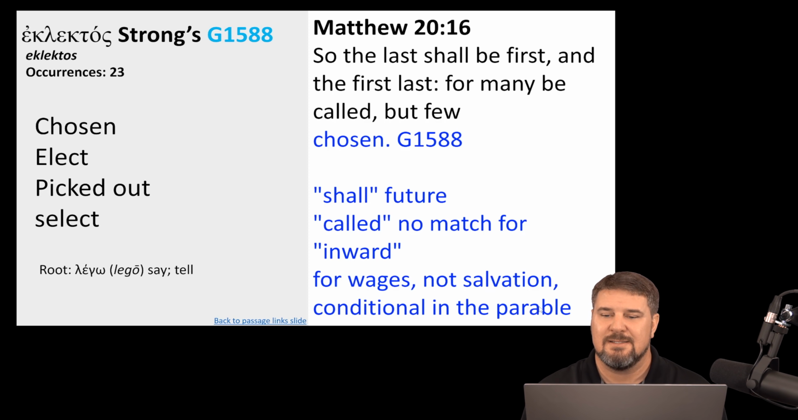Matthew 21:16, for many be called, but few are chosen. So the last shall be first, and the first last. For many be called, but few chosen. Shall is future tense. Called is no match for inward. All right, some people say there's an inward call. No. And it's for wages in this case, not for salvation. And it's conditional in the parable.